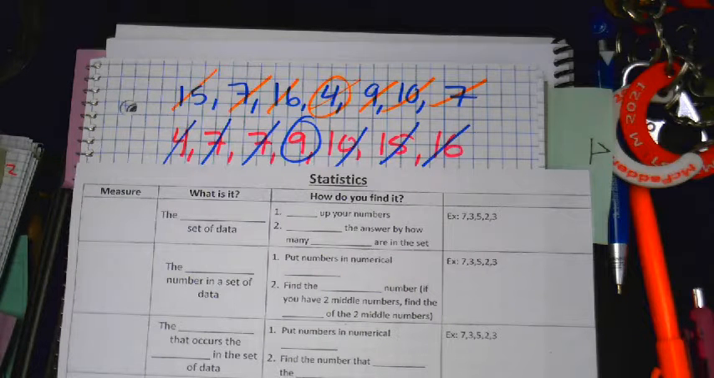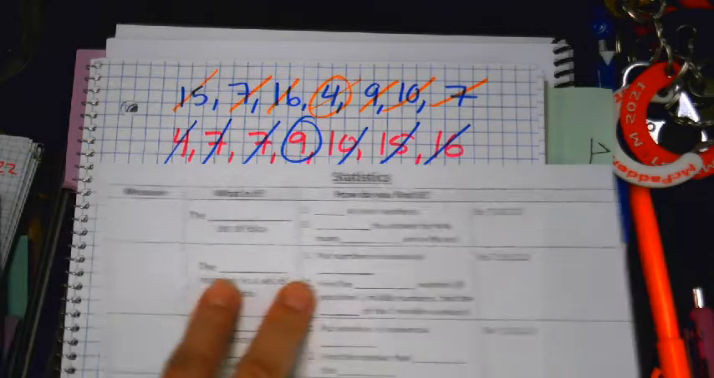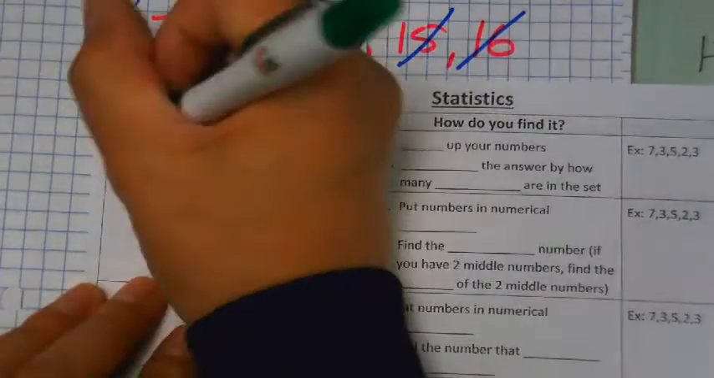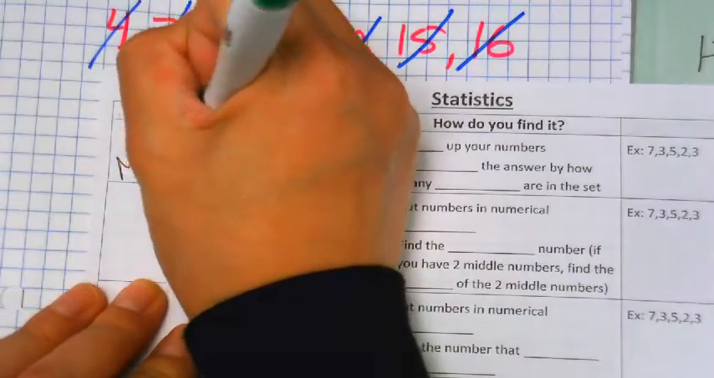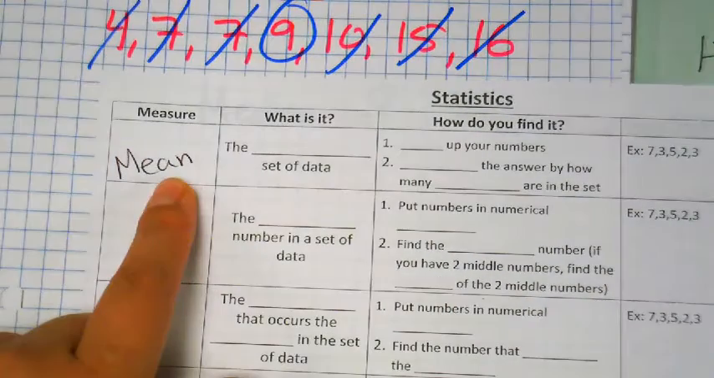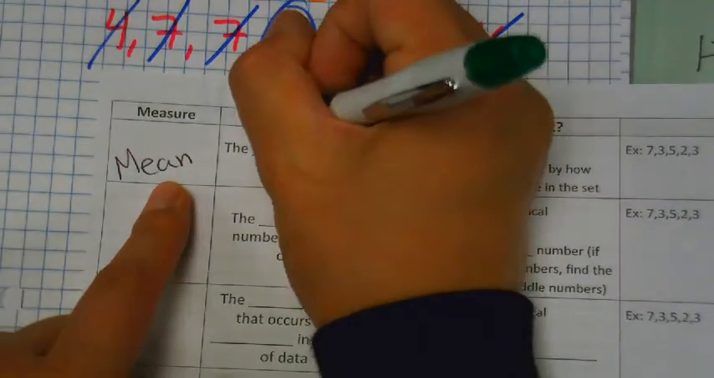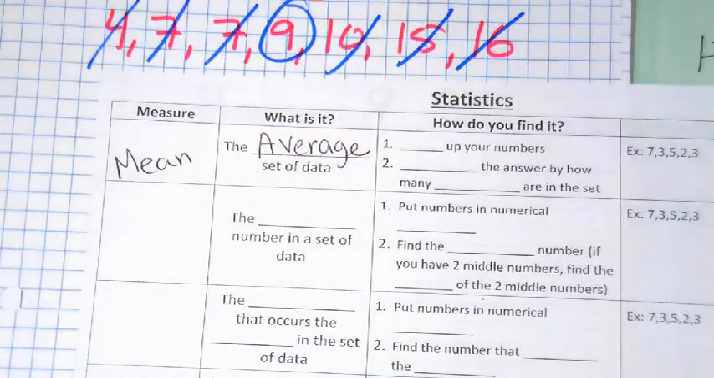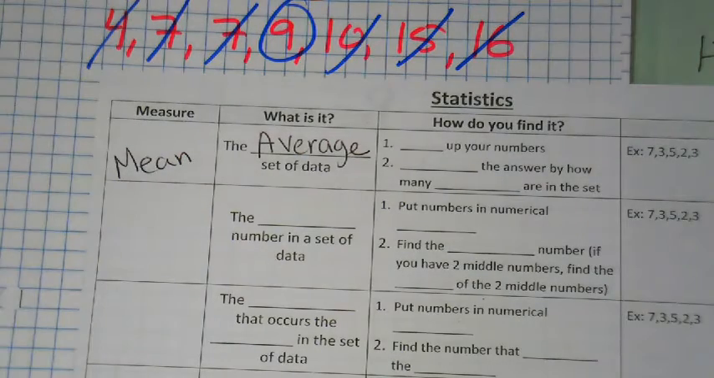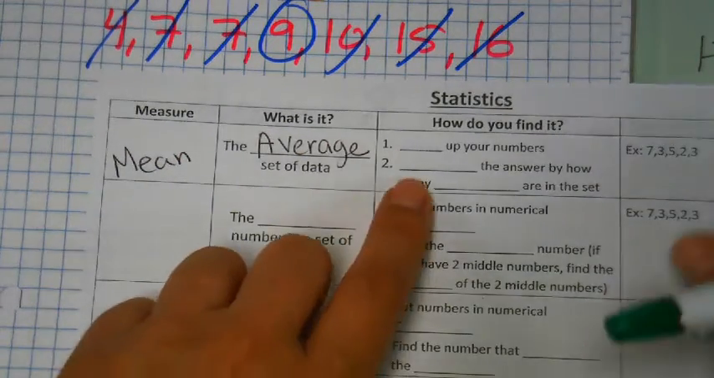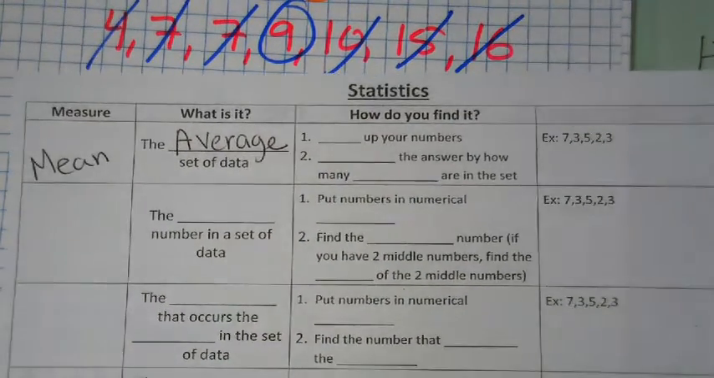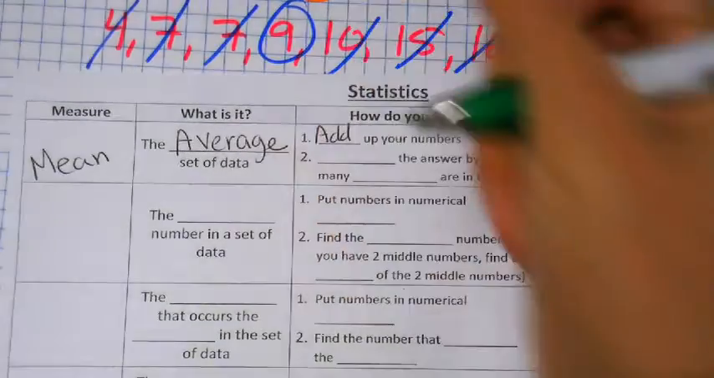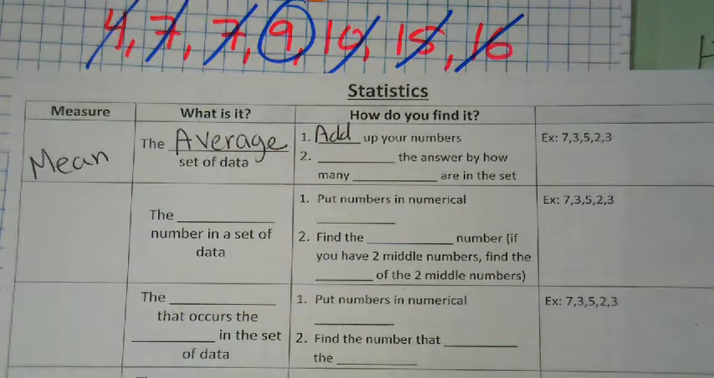All right, little sheet. The first measurement that we learned yesterday was mean. What's another word for mean? Average. The average of a set of data. So, number 1, add up your numbers. We're going to add. The answer would be the sum. Add up your numbers.